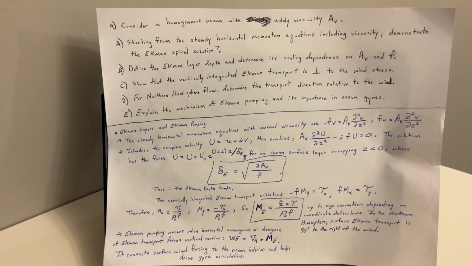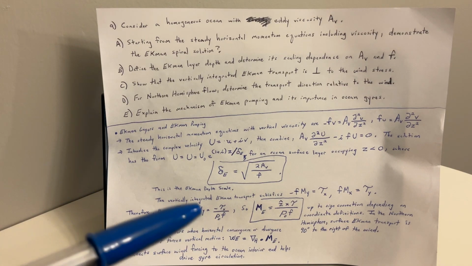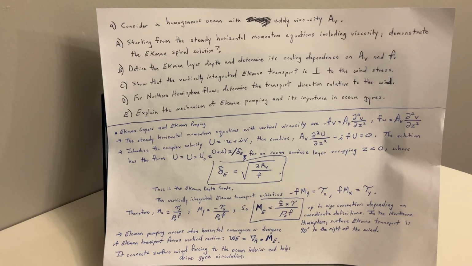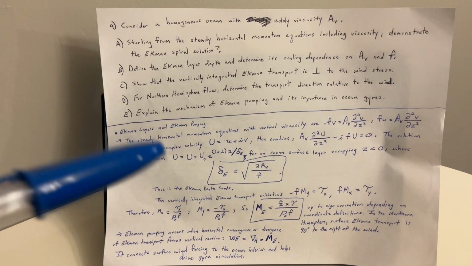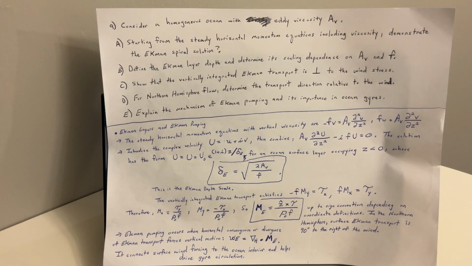So therefore, we have here m sub x equals tau sub y over rho naught f, and then m sub y equals negative tau sub x over rho naught f. So we get our m sub e here. That's our Ekman transport equals z hat crossed with tau over rho naught f. And this is up to sign convention depending on coordinate definitions. In the northern hemisphere, surface Ekman transport is 90 degrees to the right of the wind.